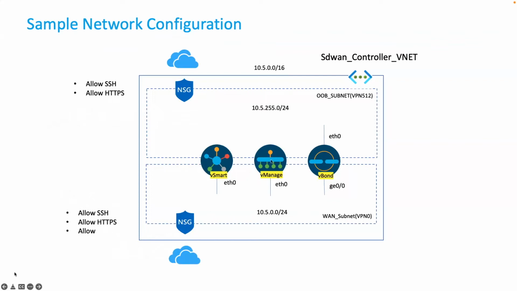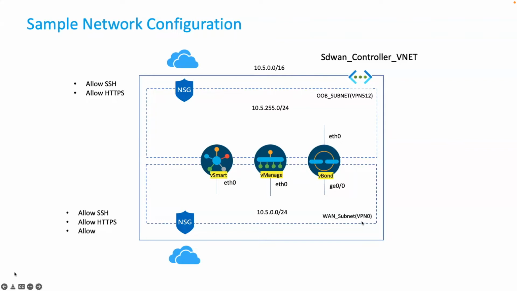For the vManage, we're gonna have only one interface here. vSmart also has only one interface, but for the vBond, we're gonna have two interfaces. The first one is the out-of-band subnet, the out-of-band interface. The second one is the VPN 0 interface. Okay, and this is all of the components that we have created just now, the VNet and also the network security group. Allow SSH, allow HTTPS. This one is allow SSH, allow HTTPS, and allow Viptela protocols for the front end VPN 0.